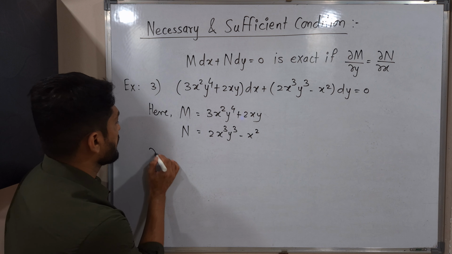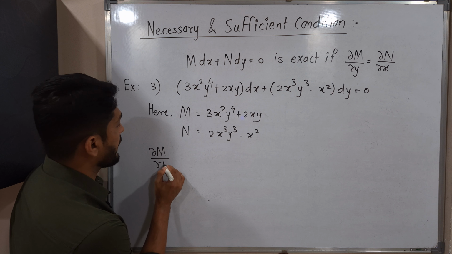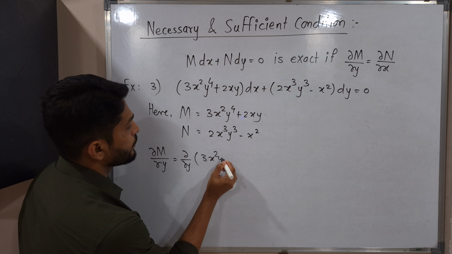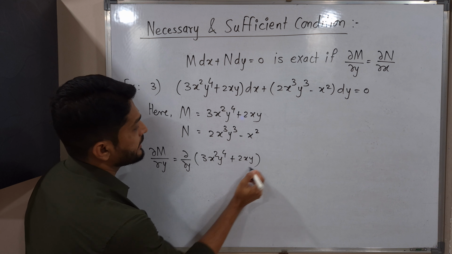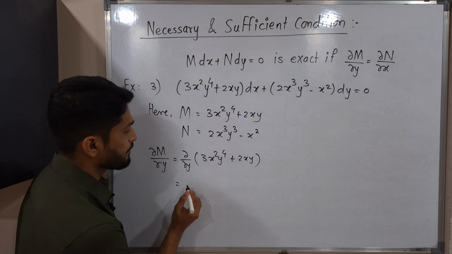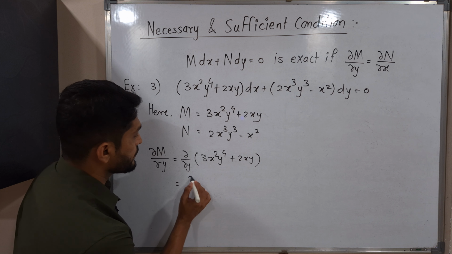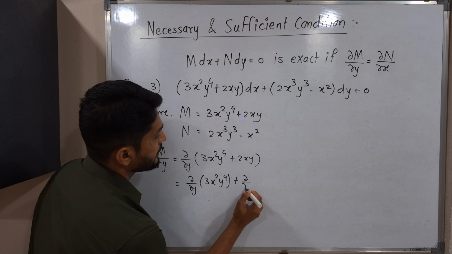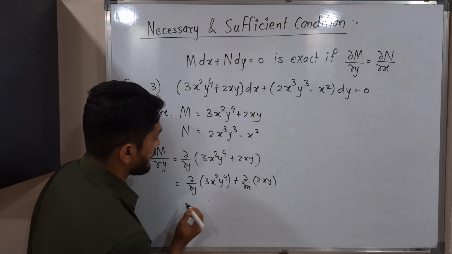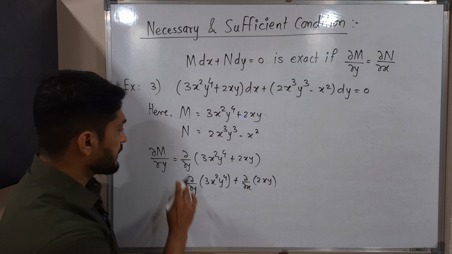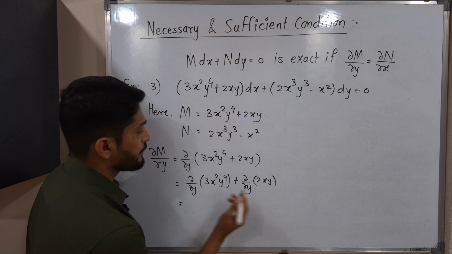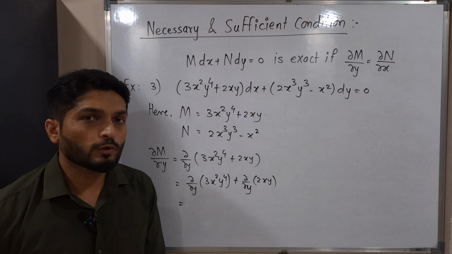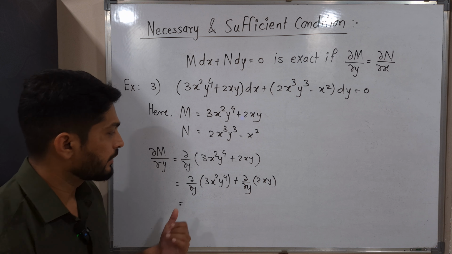Let us start. Delta M by delta y, right? So let me put M here. What is my M? 3x square y raised to 4 plus 2xy. You can see there are two terms which are separated by a plus sign, so I can take separate derivatives. So 3x square y raised to 4 plus the derivative of 2xy. Sorry, this is the derivative with respect to y, right? See, when we take the derivative with respect to y, we consider x and functions of x as constants. Let us take constants outside.